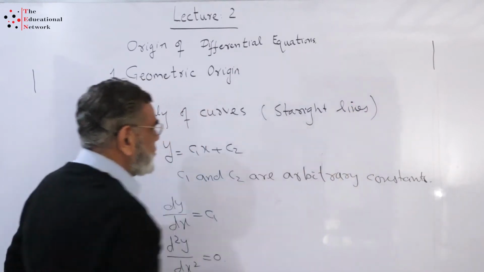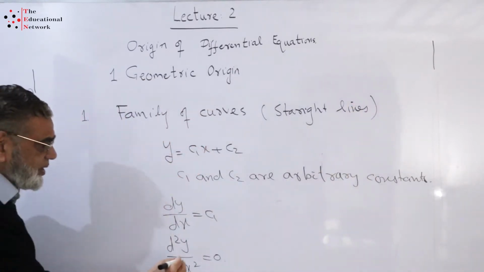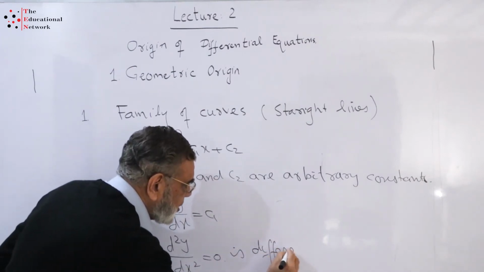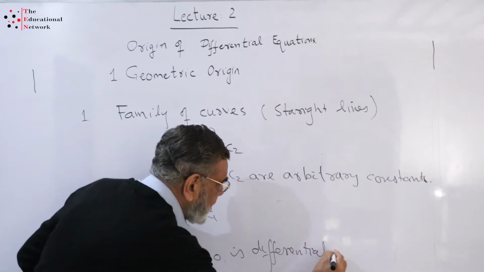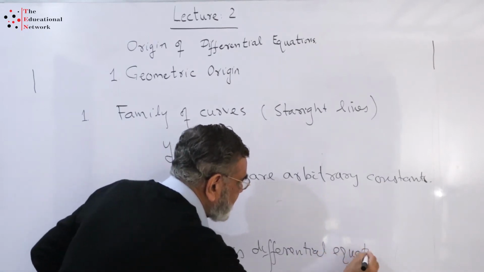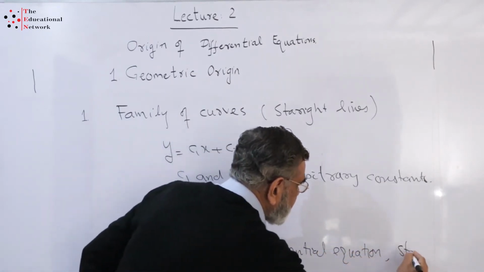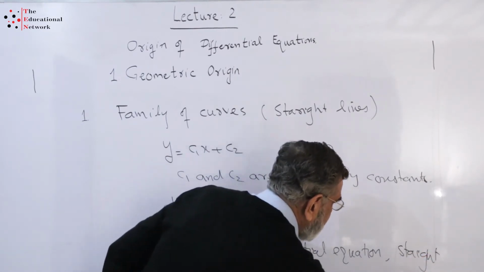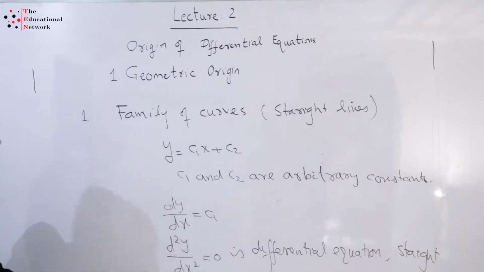So that's how we can remove the constants, and then we say it is the differential equation, and the solution of this differential equation will give us straight lines. So that's the idea behind this. This is the first example I'm going to take.